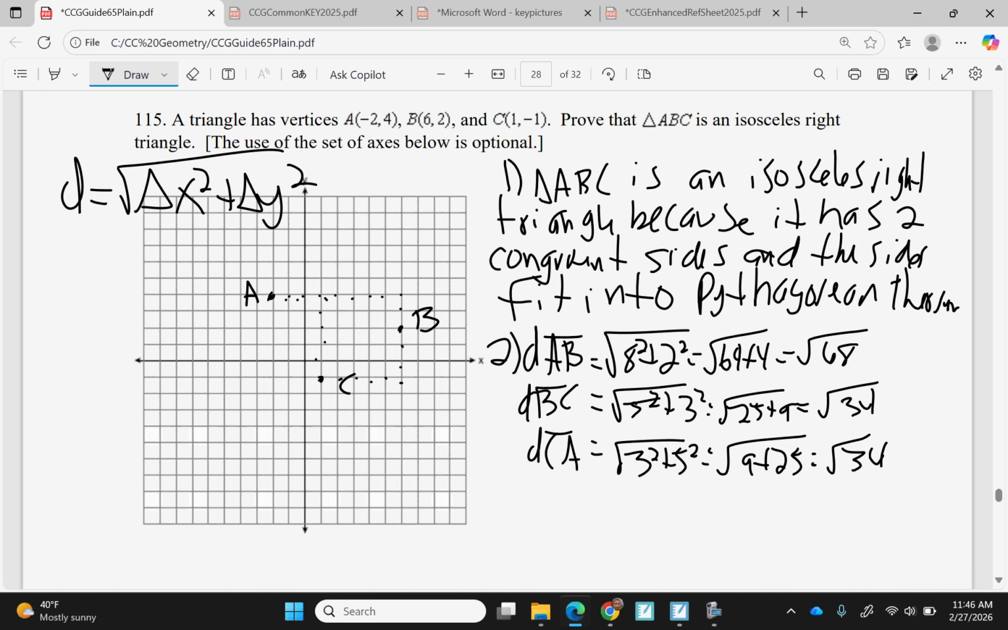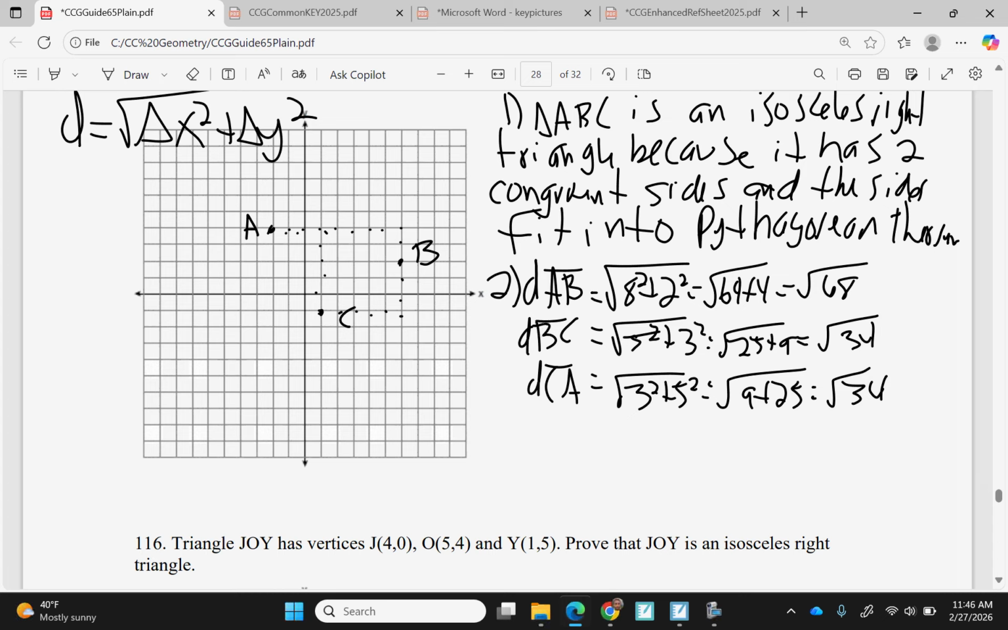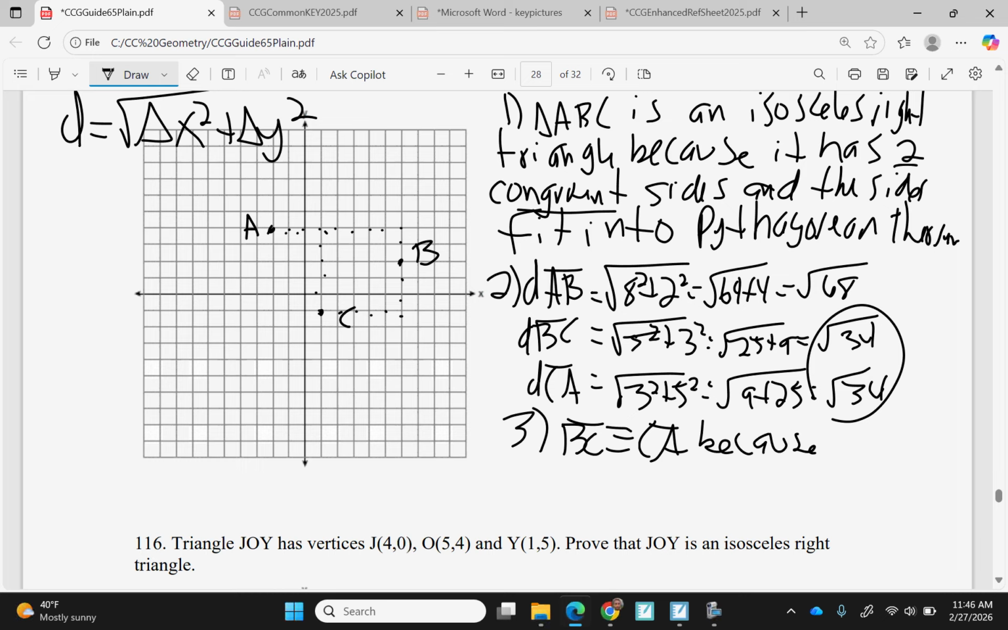All right, now that I found my distances, step 3, I'm going to tie it all together. In step 1, I said that it has two congruent sides. So what are my two congruent sides? Well, BC is congruent to CA because they have the same distance.